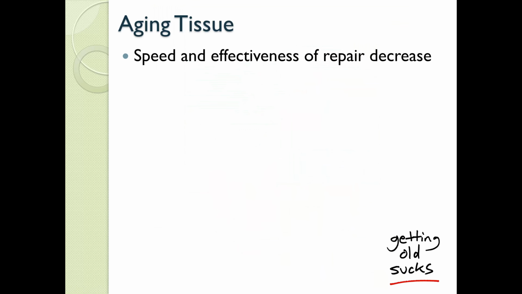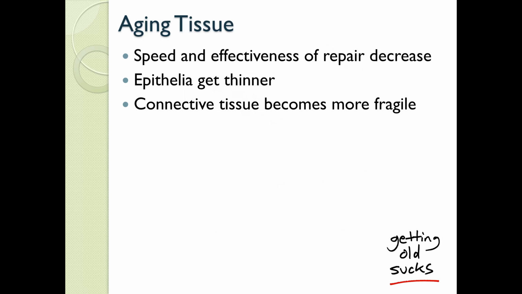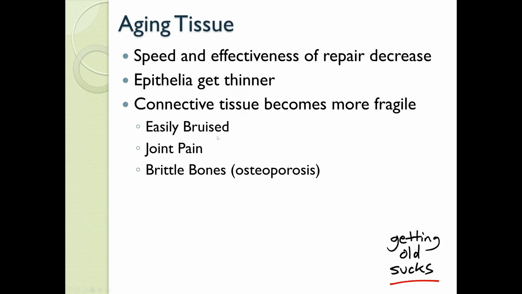And the last little section is on aging tissue. As you get old, the speed and effectiveness of those tissues that can repair themselves decreases. Your epithelial tissue gets thinner, so that means your skin gets thinner, the lining of your digestive tract gets thinner, and this can cause multiple issues. Your connective tissue becomes more fragile, which can cause easy bruising when you bump into something. You get joint pain from the deteriorating cartilage in your joints. Your bones can become brittle. There's a condition called osteoporosis, which we'll discuss in chapter 6.